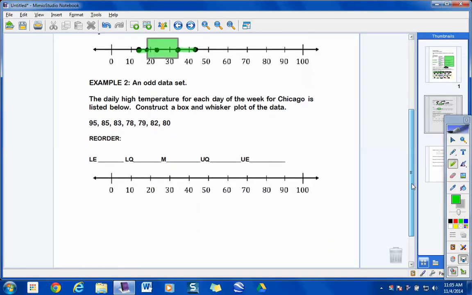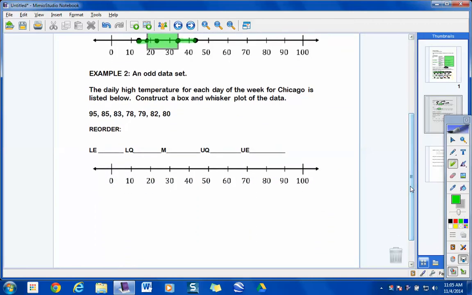All right, quickly I want to look at an odd data set here. Just to show you what the differences are in an odd data set and kind of alert you to some troubles that you can run into, all right? The daily high temperature for each day of the week for Chicago is listed below. We're going to construct a plot for these values. So quickly, help me reorder these. What's the lowest value here? 78? Is that right? Yeah. And what? 79. 82.